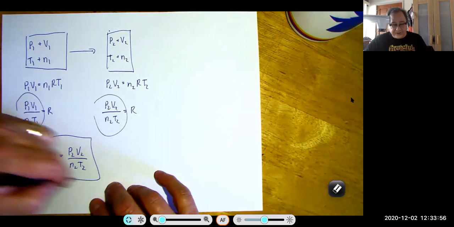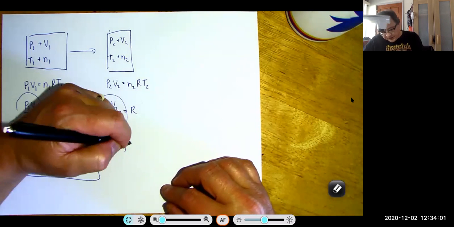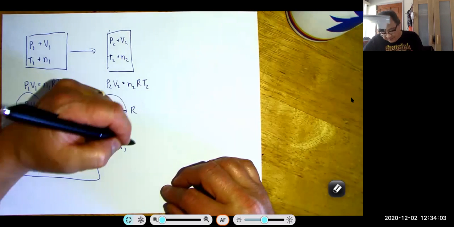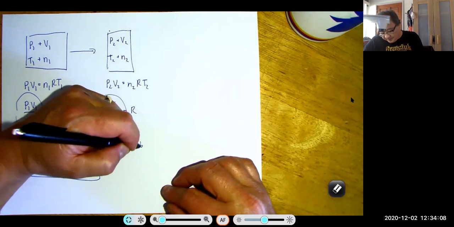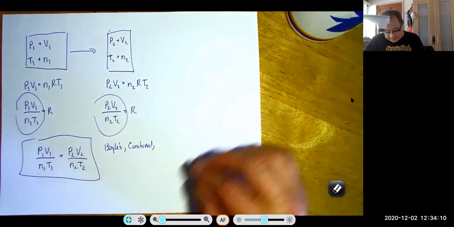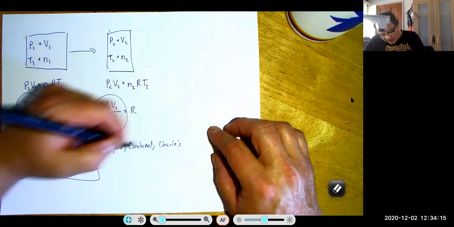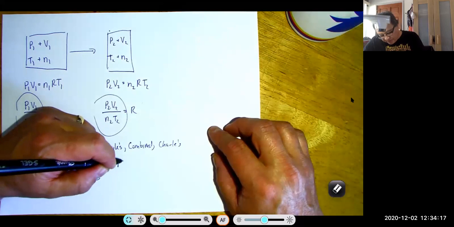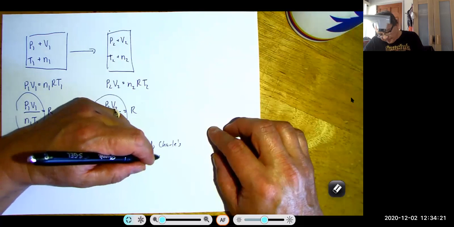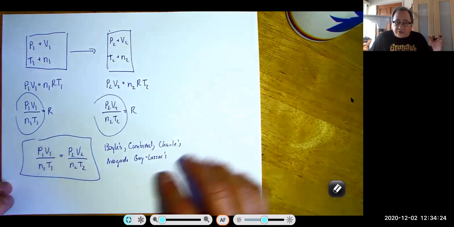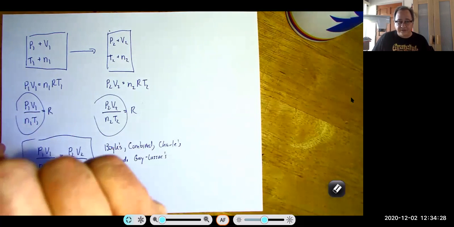This is Boyle's law. It's the combined gas law or general gas law. It's Charles' law. It's Avogadro's. And it's Gay-Lussac's. This is all 5 of those laws wrapped up into one nice and tidy equation.